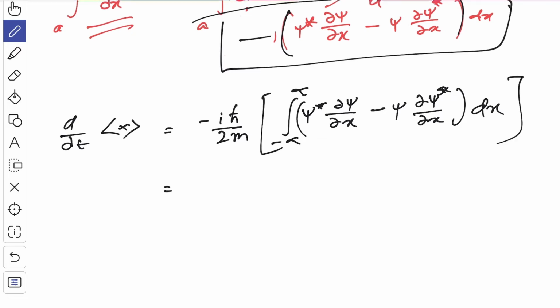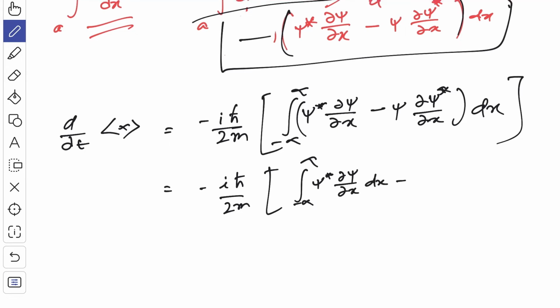So again it can be written as minus i h cut by twice m, and then it can be written as the integral from minus infinity to plus infinity of psi star del psi by del x dx, minus the integral from minus infinity to plus infinity of psi del psi star by del x dx. So we can write this way.